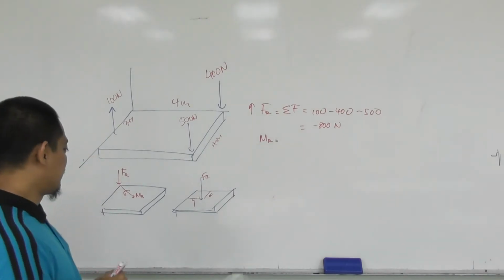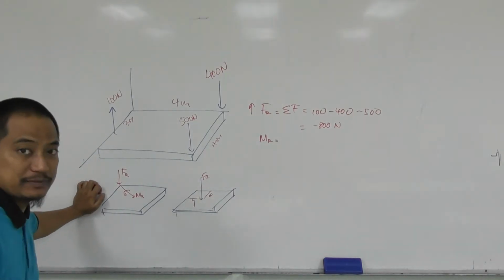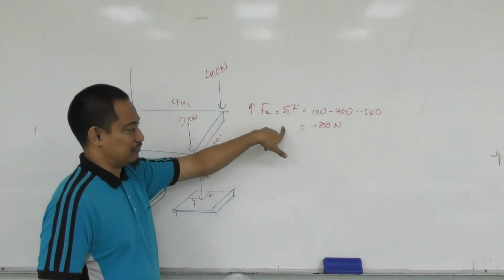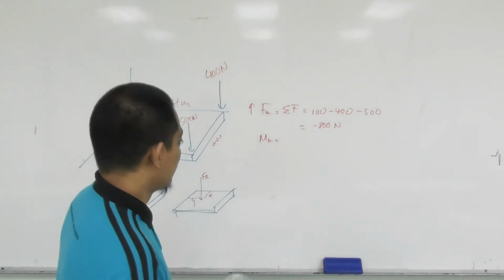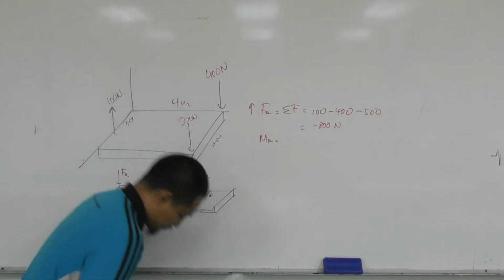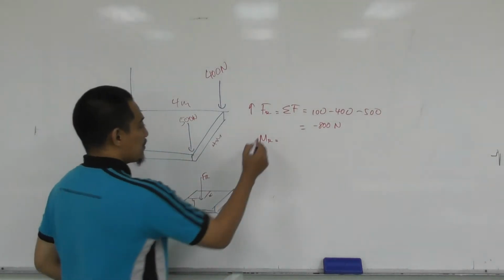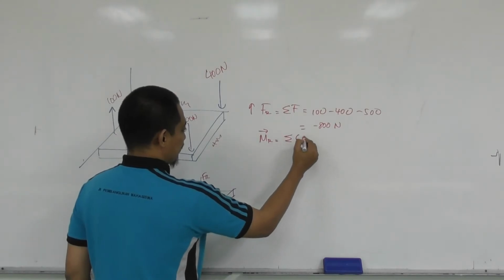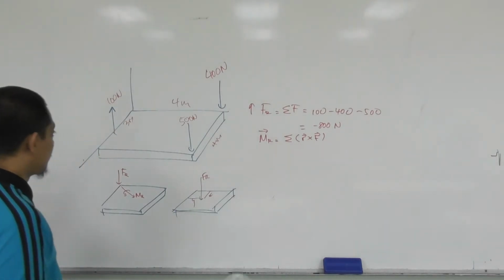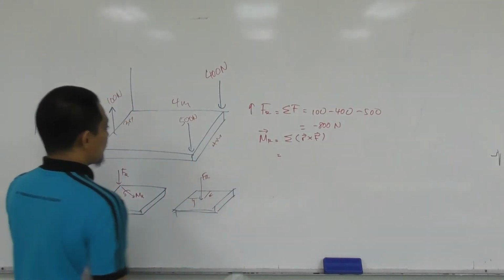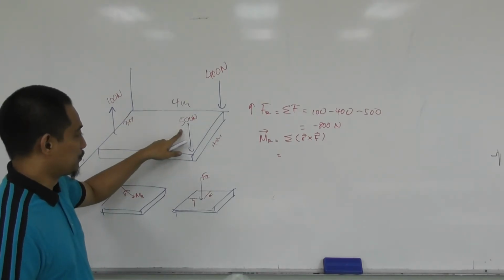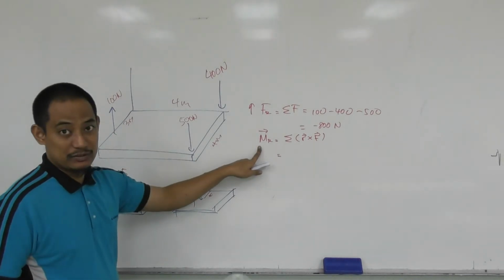Right? So it's basically the summation of all moments. Of course, for this one you do not need to use vectors, because if you use vectors, it's straightforward as well. But for MR, if you want to use vectors, it will be the summation of r cross F. Meaning that r cross F for this one plus r cross F for this one plus r cross F for this one will be the resultant moment.